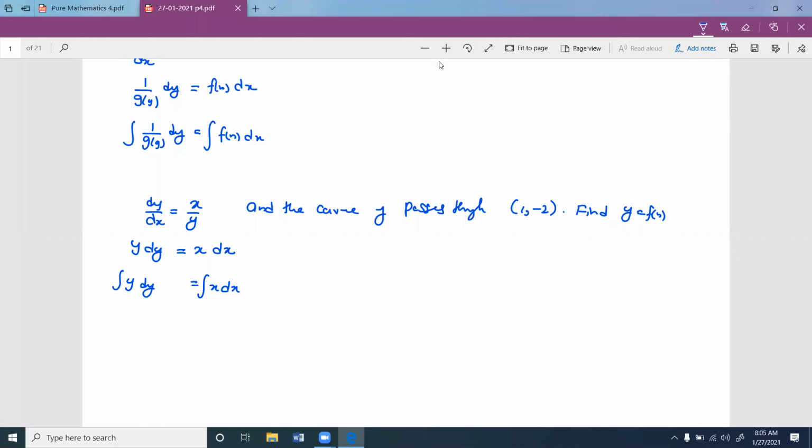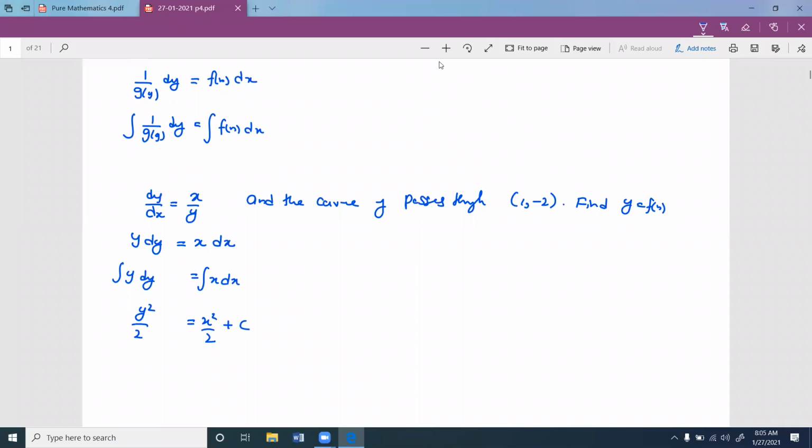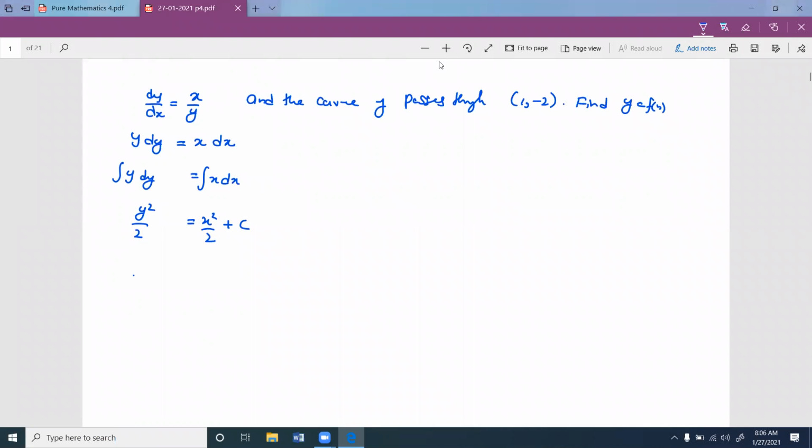If you integrate it, it turns into y squared over 2 is equal to x squared over 2 plus c. Then multiply both sides by 2, and it turns into y squared is equal to x squared plus a constant, which again we can put as c.